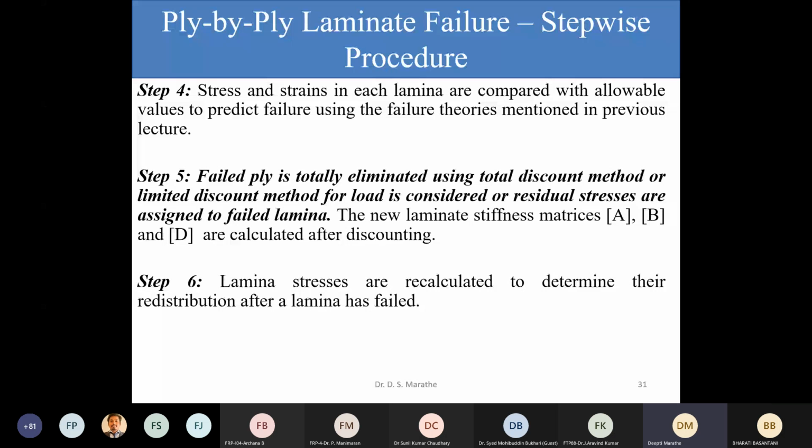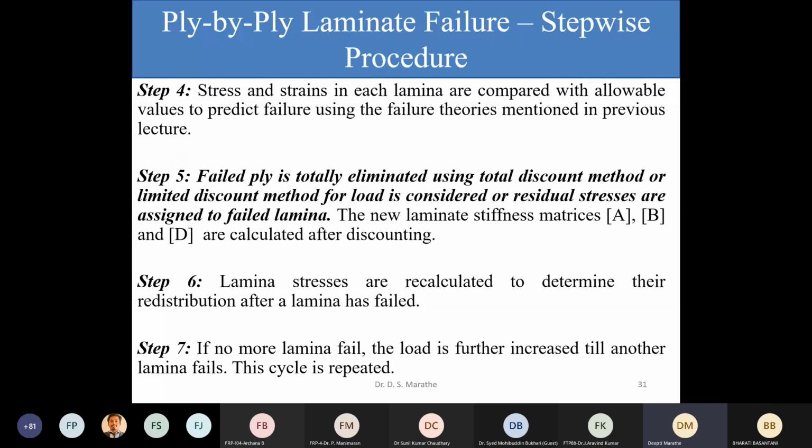So now imagine you have a 10 ply laminate, and one lamina has failed in that laminate. It had some load bearing capacity, and because of that lamina, it also contributed to the modulus. Now it is no longer going to contribute to any load bearing. So remove that lamina and then find the ABD matrix. If no more laminas fail, then the load is further increased until the next lamina fails. And this keeps on continuing until I get the complete failure of the laminate.